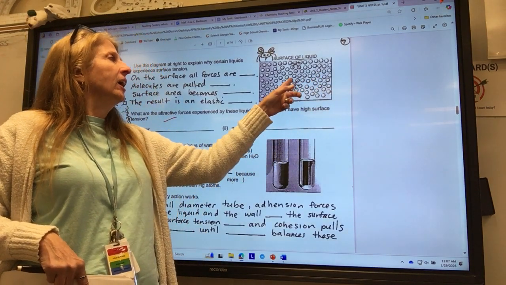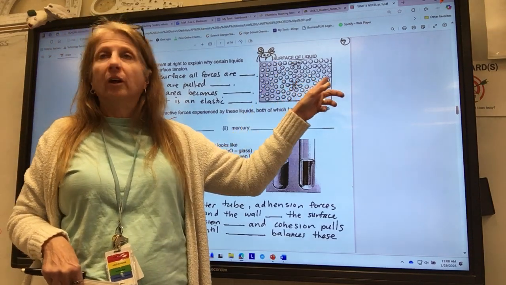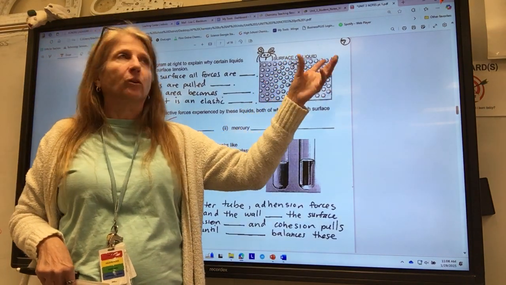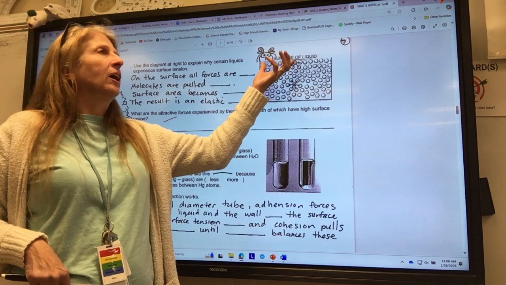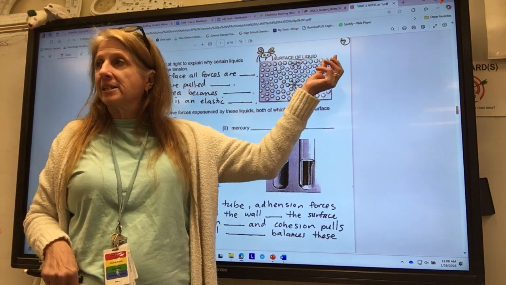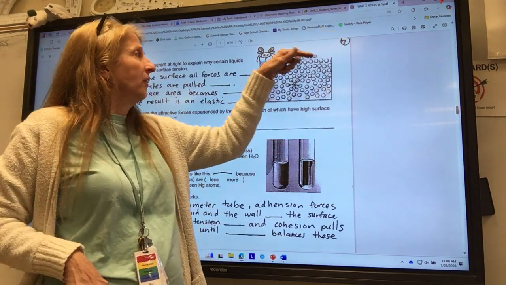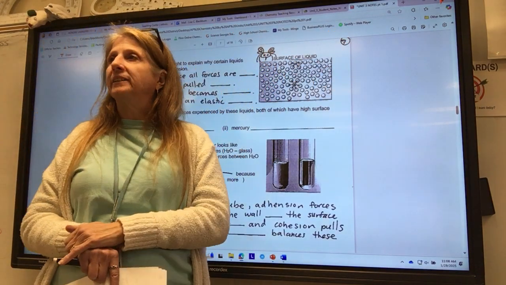Down inside, the molecule has hydrogen bonds all around. But on top, it's only down. It pulls the molecules close, down, and in. It packs them in tight. Can you imagine that? And that makes enough of a surface for the bug to stand on.